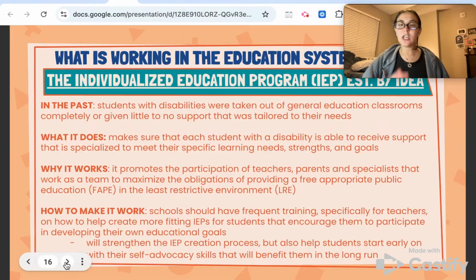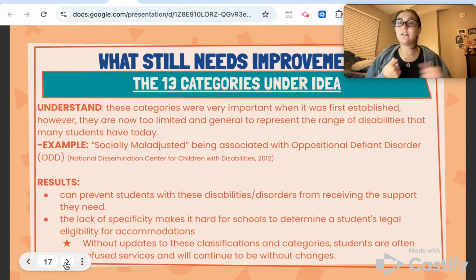Again, my personal reflection: what I think is working in the education system is the individualized education program, which makes sure each student with a disability is able to receive support that is specialized to meet their specific learning needs and strengths. What I think still needs improvement is the 13 categories under IDEA. These categories were very important when first established. However, now they are too limited or too general to represent the range of disabilities that many students have today, and students are often refused services because of that.